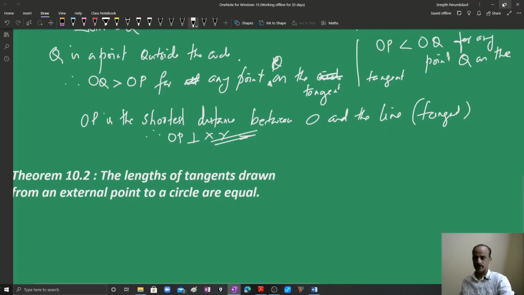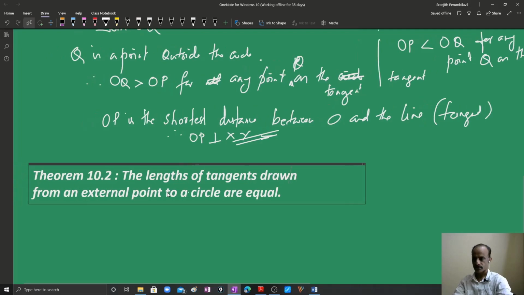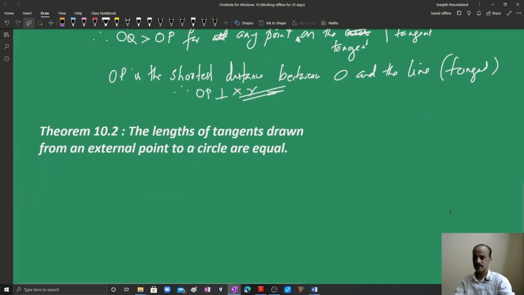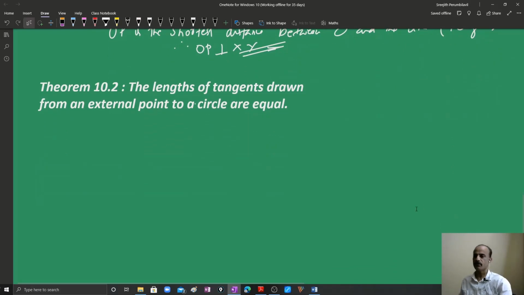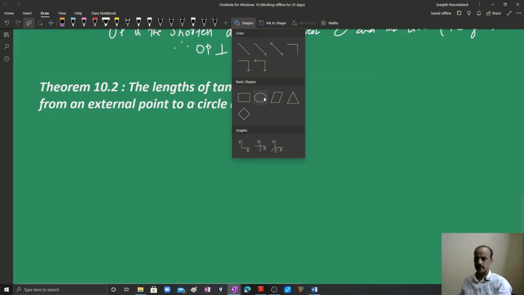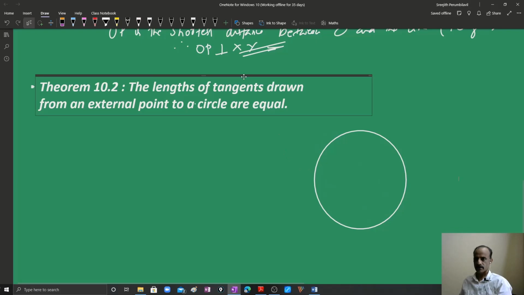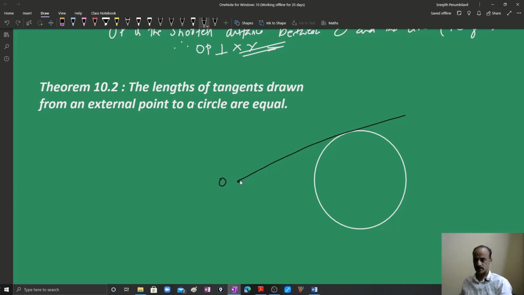Second theorem. The theorem part will be over. It's a simple thing. The lengths of the tangents from an external point to a circle are equal. Before coming to this, let us examine what this external point is. So let us consider a circle. There is a circle given. Let us consider an external point O. I'm going to draw various lines from this point.